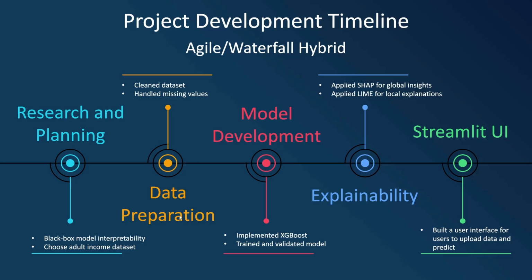And then we went ahead with our data preparation. We cleaned the data set and handled any missing values it had. And then we worked on the model development, implementing the XGBoost algorithm, and training and validating its results. And then we went with the explainability features. We included SHAP mainly for its global insights, as well as it also includes local explanations. And then we used LIME specifically for local explanations and also to cross-validate against SHAP.